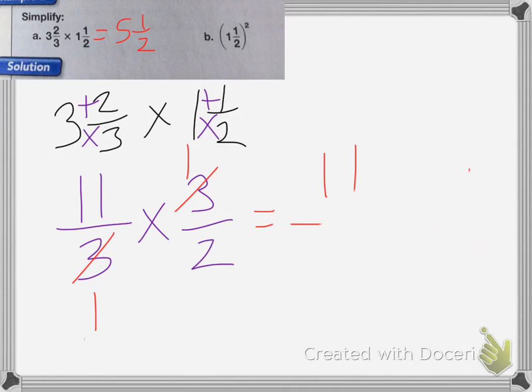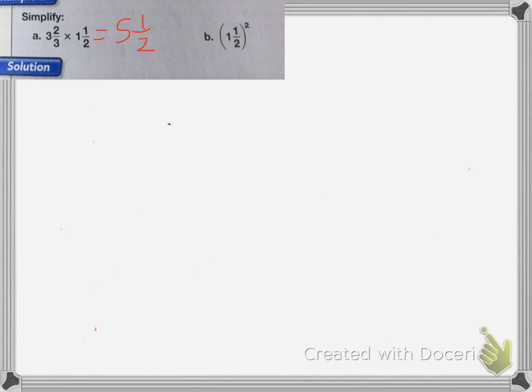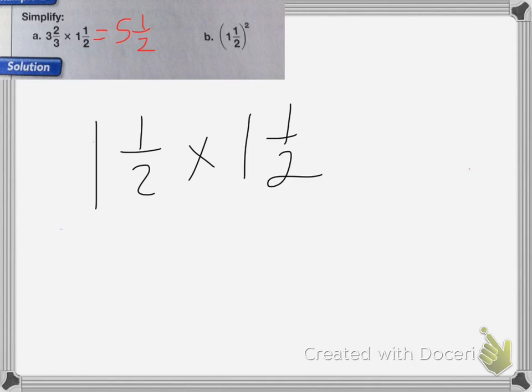Okay, for this part B, I have 1 1/2 squared. So I'm going to do 1 1/2 times 1 1/2. Change it to an improper fraction. 1 times 2 is 2, plus 1 is 3. So I have 3 halves times 3 halves.